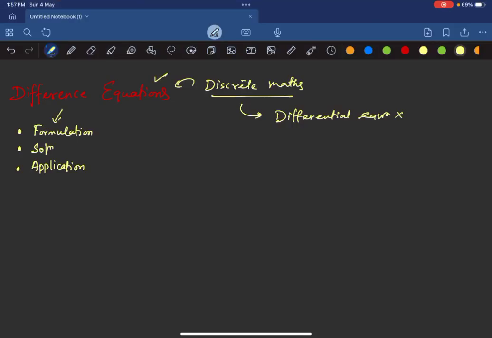Welcome you all to this lecture. Here we are going to cover this difference equation in terms of formulation, solution and application.